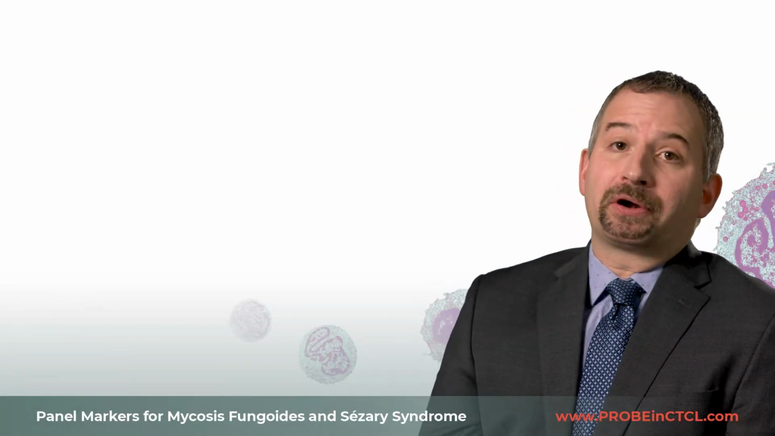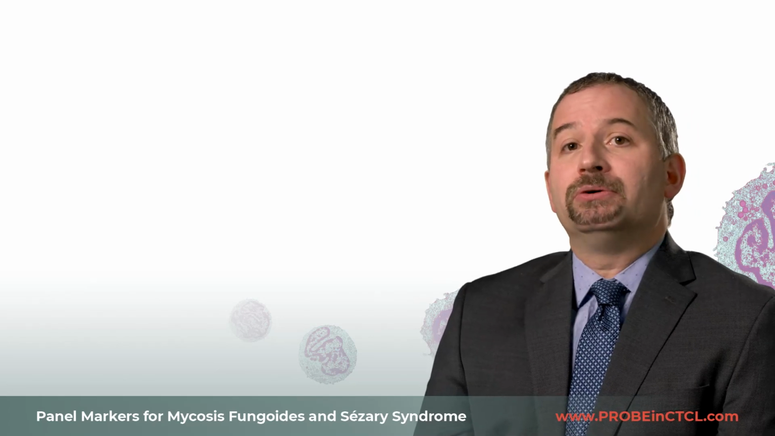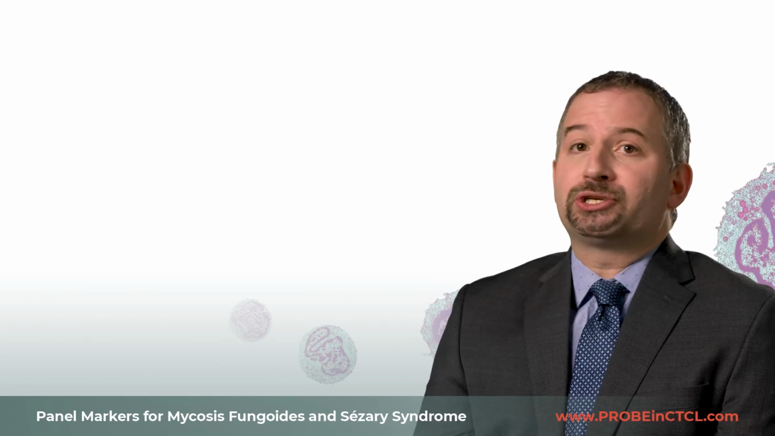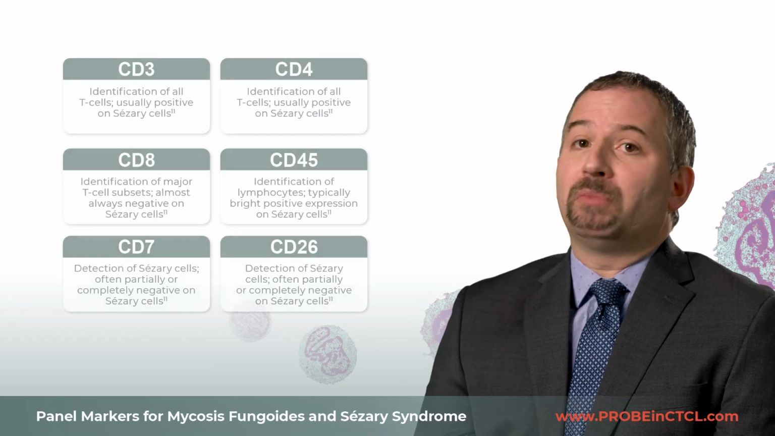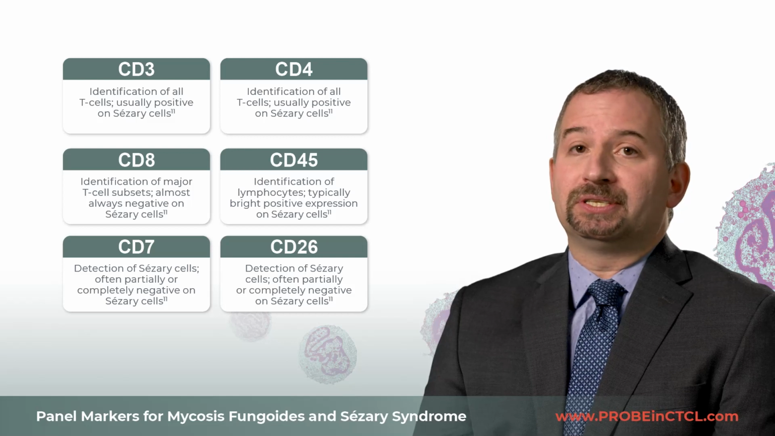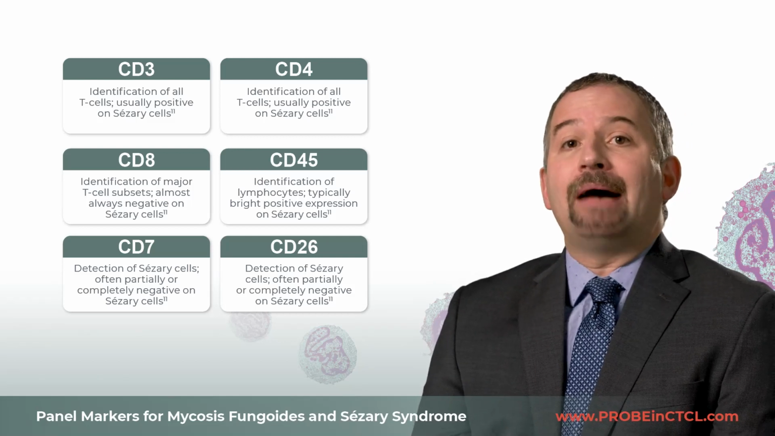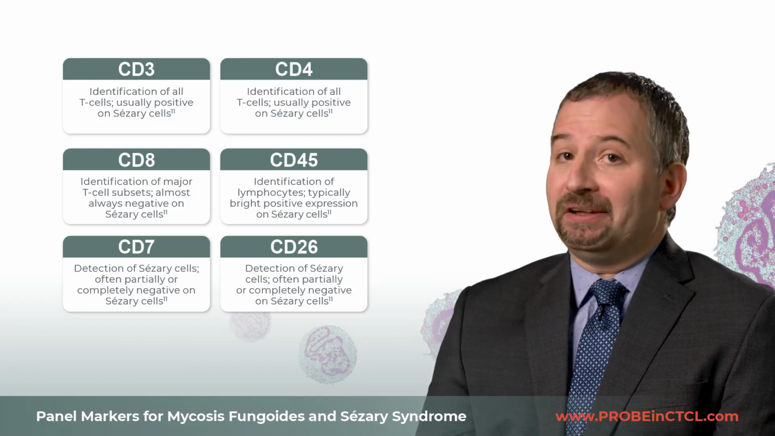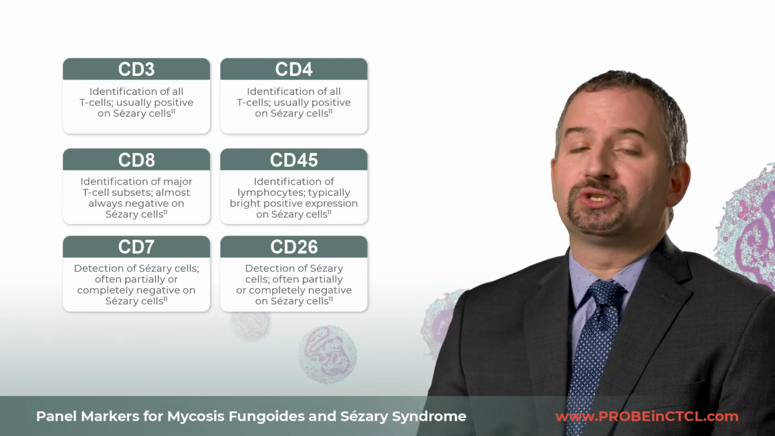No single T-cell marker can accurately identify Sézary cells by itself. To diagnose MF or Sézary syndrome, guidelines developed by an international group of flow cytometry specialists recommend a minimum of 6 panel markers. The panel markers that are used may vary between flow cytometry labs. At a minimum, they should include these 6, but labs may use additional markers as well. These markers help identify and quantify T cells and detect the malignant Sézary cells.